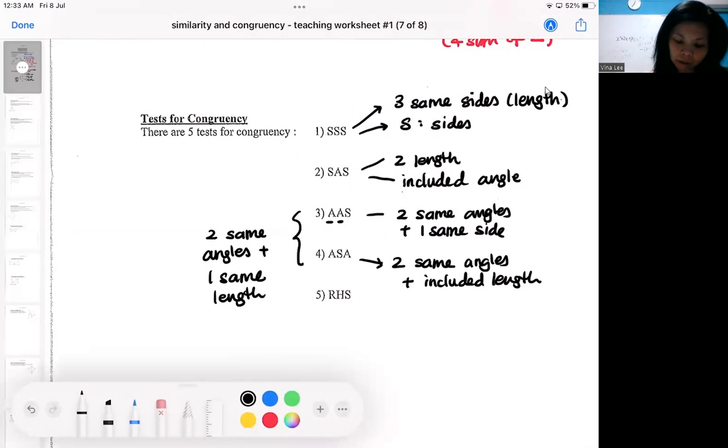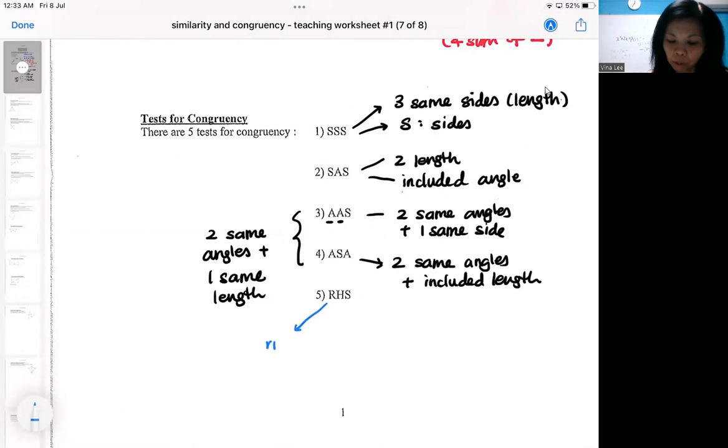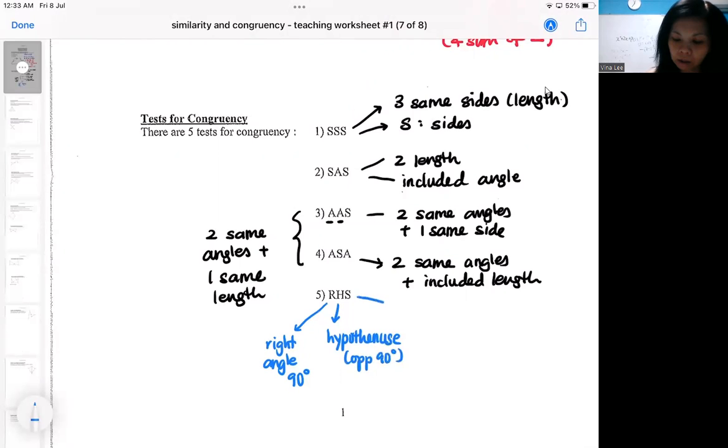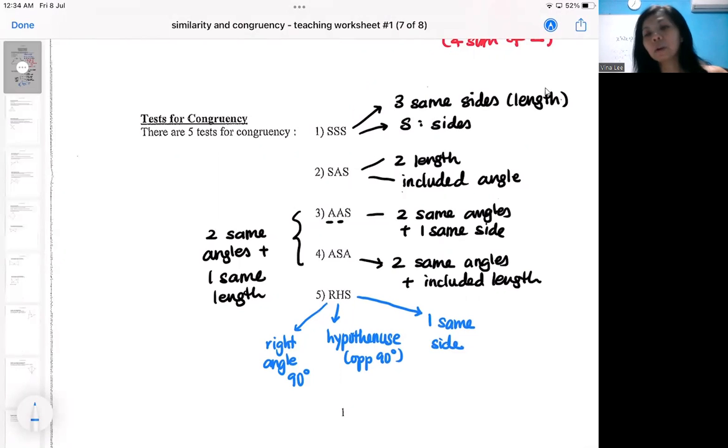Okay, the last one has a totally different abbreviation. In this case, R stands for right angle. So sometimes you may be using this. H stands for hypotenuse. Hypotenuse means it must be opposite the 90 degrees. S means one same side. So this is the RHS, which a lot of people either forget or couldn't relate to. So later on, there's an example to show RHS.